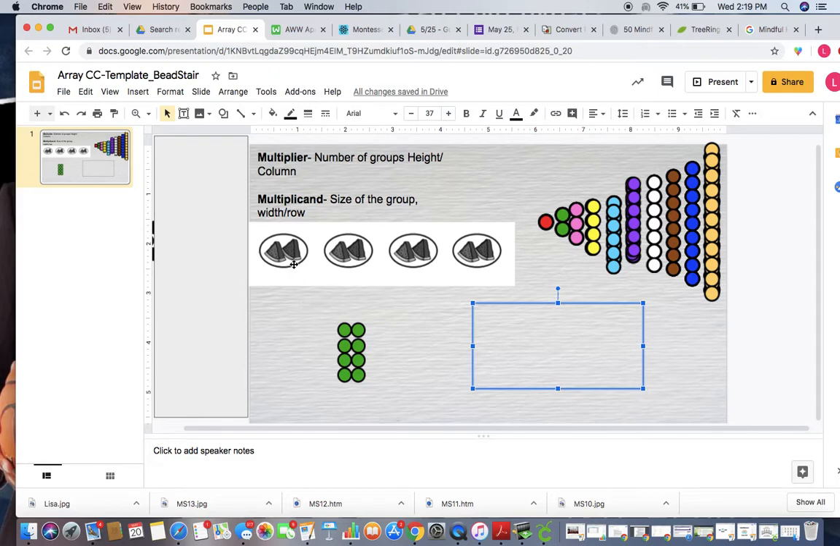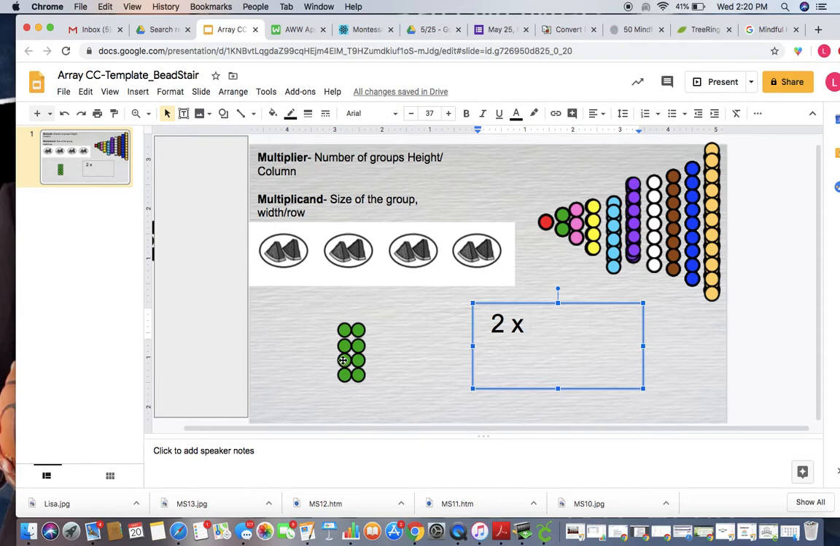So the size of our group is our multiplicand, and that is 2. You can see highlighted here, this is a group of 2 with my 2 bead bar. So that means we're going to take our multiplicand, and then we need the multiplier. The multiplier is the number of groups we have, or the column height.